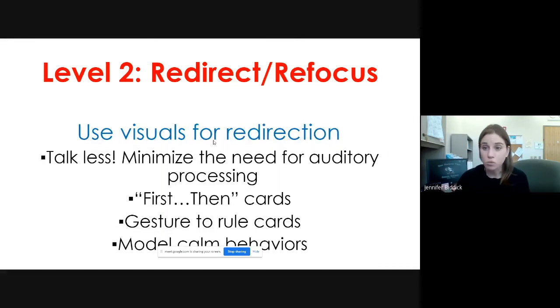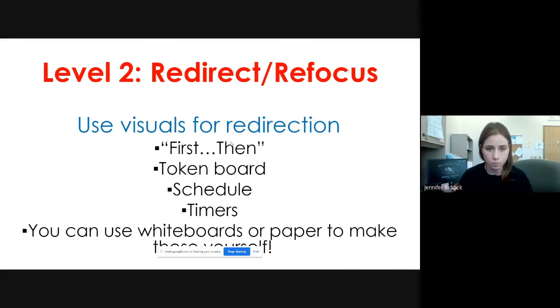You might use visuals. Remember, at this point, our learners are going to be able to process less and less, so we want to minimize that need for auditory processing. Talk less, one-step directions, clear and concise. Maybe we're going to be using first-then cards, which are also going to be included in the Google Slides that I'm sending to you guys. You might just provide a gesture, model different behaviors, so using some visuals.